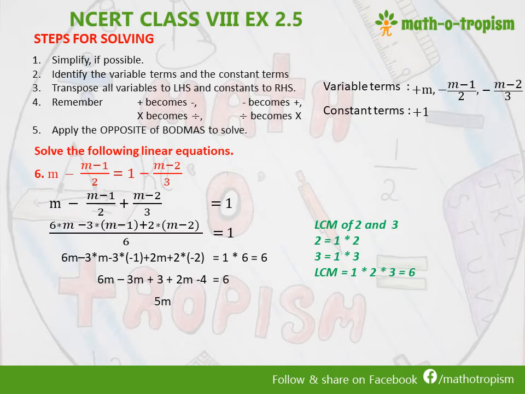So we bring all the m terms together. 6m minus 3m plus 2m will become 5m, and then 3 and minus 4 will become minus 1. So 5m minus 1 is 6. So 5m is 6 plus 1, the 1 taken to the other side becomes plus 1, which is equal to 7. So m will be nothing but 7 divided by 5, because here it is in multiplication with m in the previous step, so in the next step it will go to division. Therefore m is equal to 7 by 5.